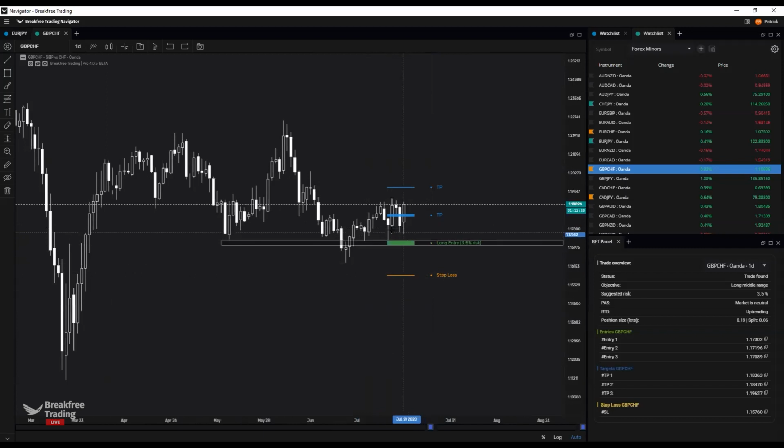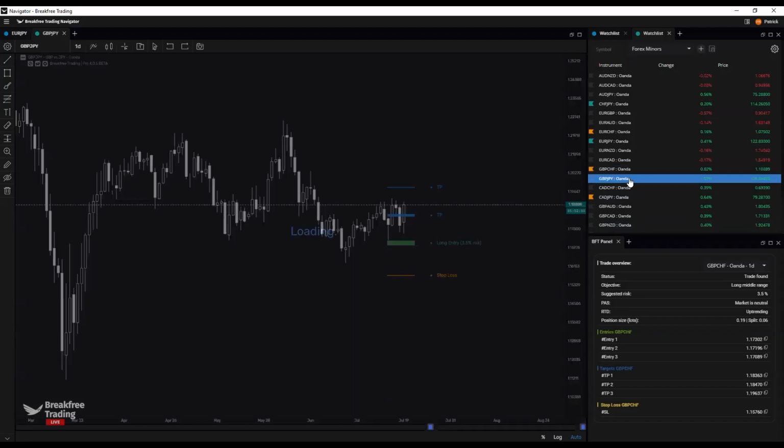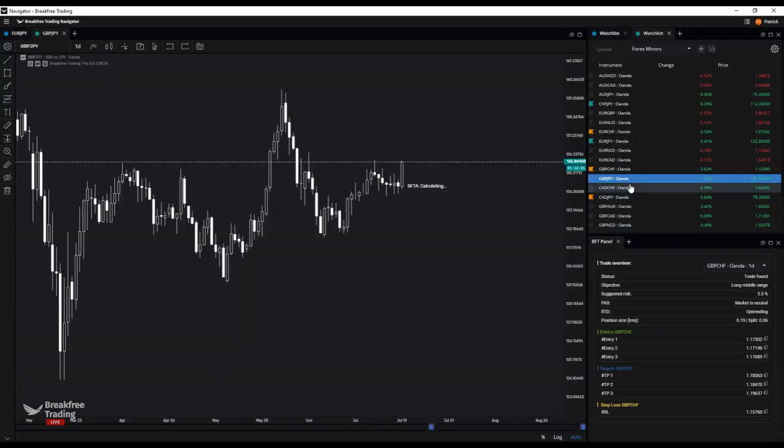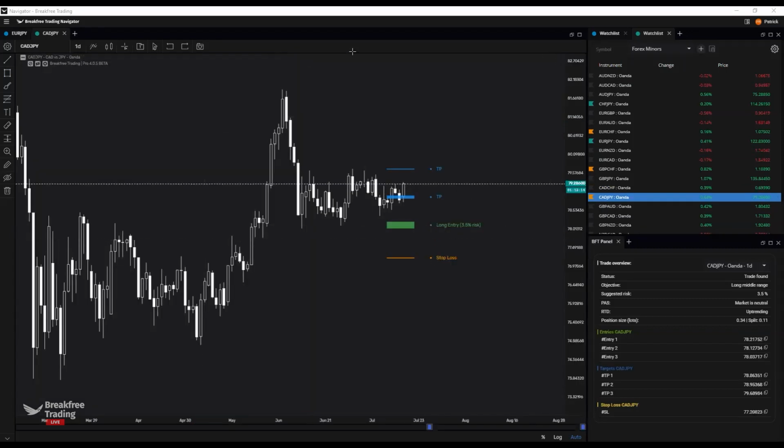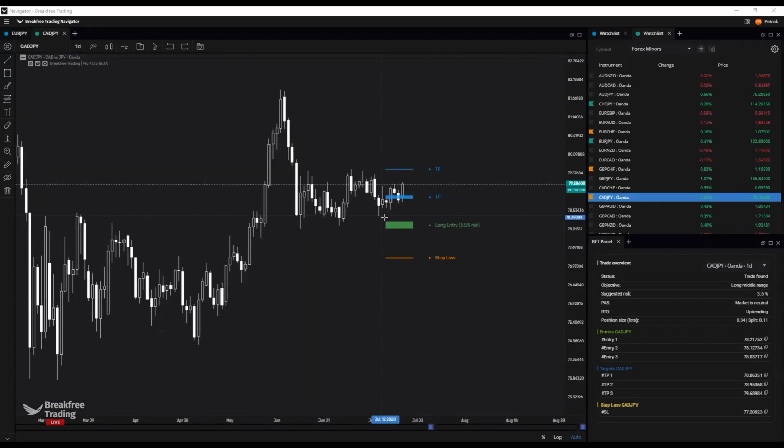Personally, this still has a good rejection on this level, so this is a trade I've set up. GBP, I don't think has anything. We already went through it. CADJPY looks pretty good too. Again, we have a nice higher low here, nice projection.